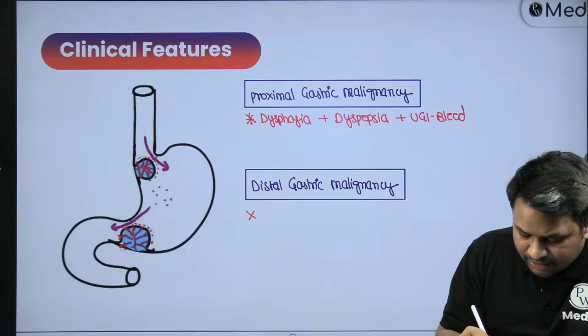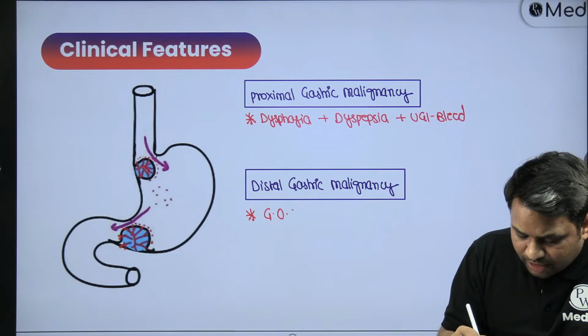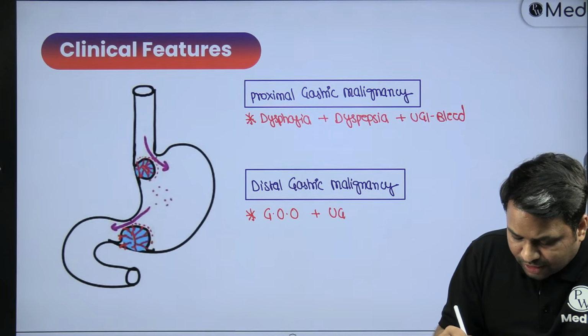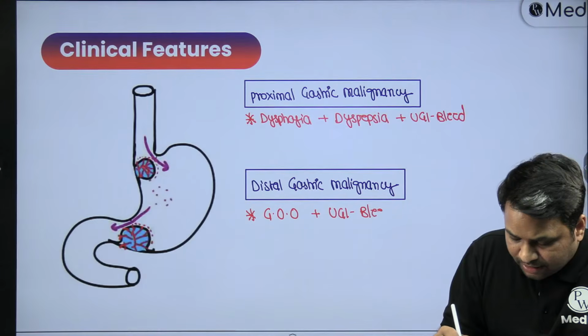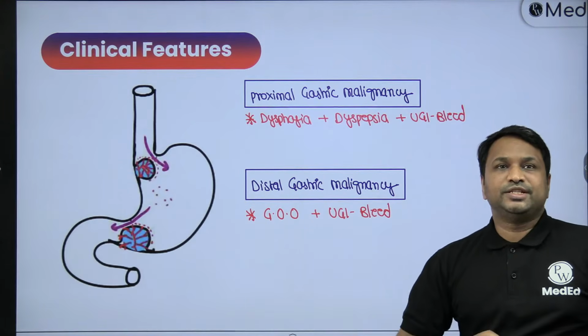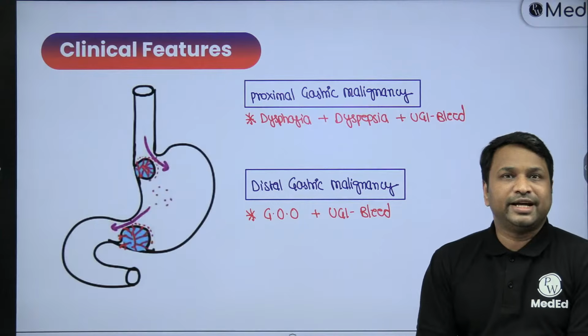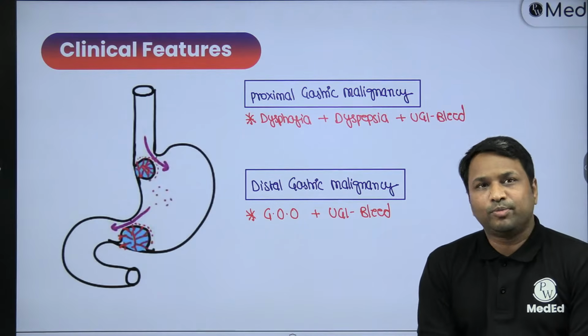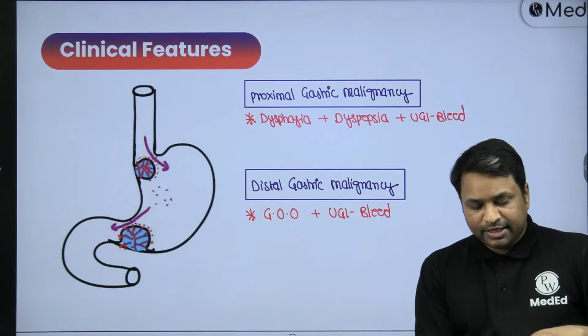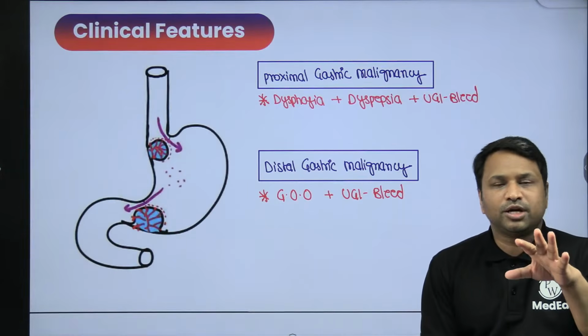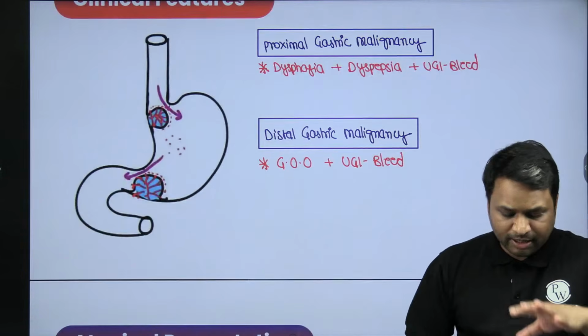In distal gastric malignancies, the patient will have gastric outlet obstruction with upper GI bleed. And this is what you have to remember. So if it is dysphagia, dyspepsia with upper GI bleed, it is most likely to be your proximal gastric malignancy. For distal, it is going to be gastric outlet obstruction with upper GI bleed.